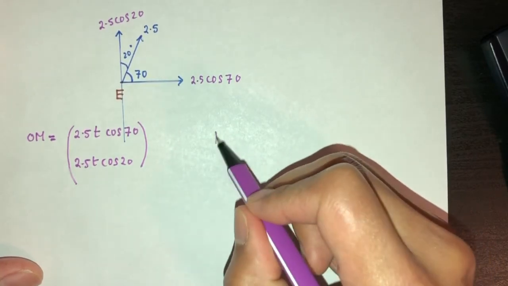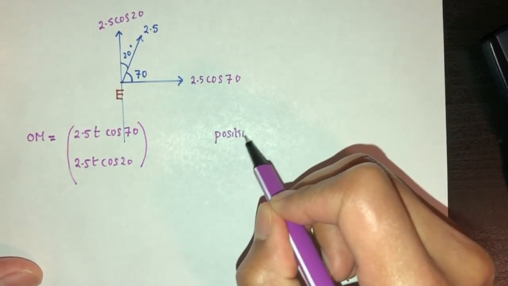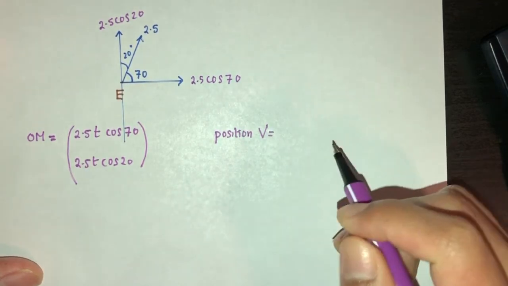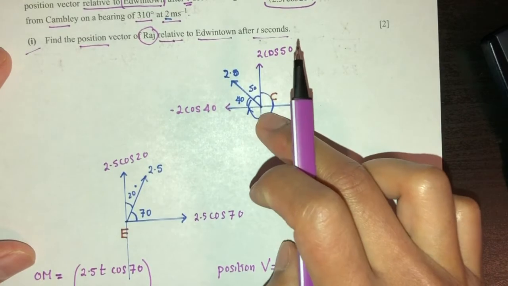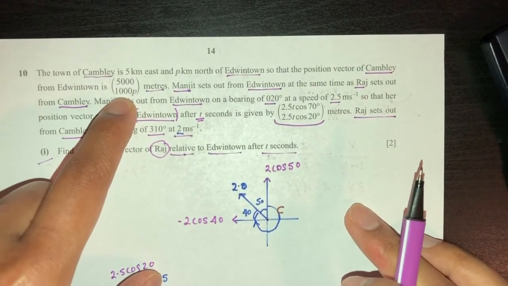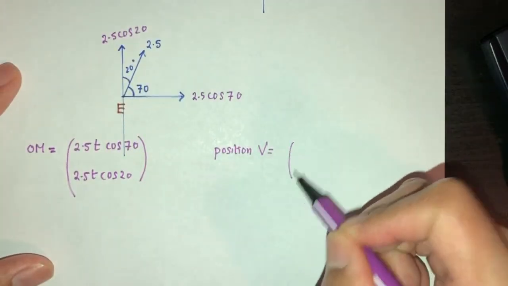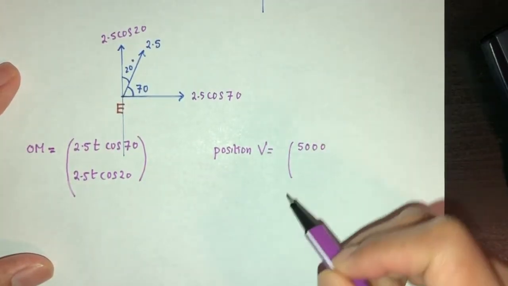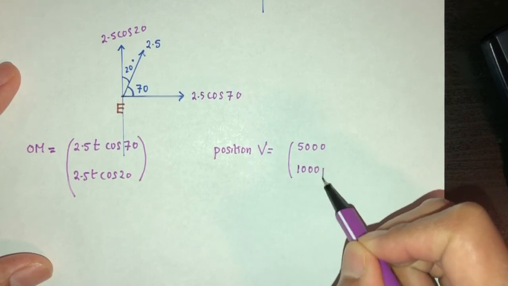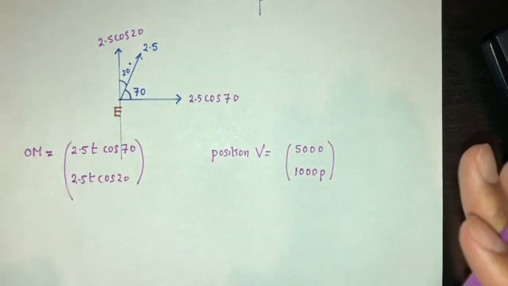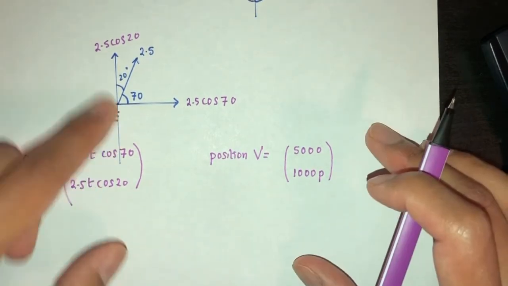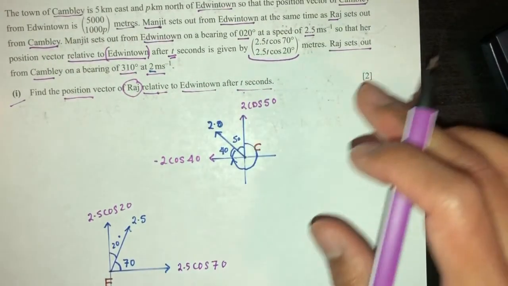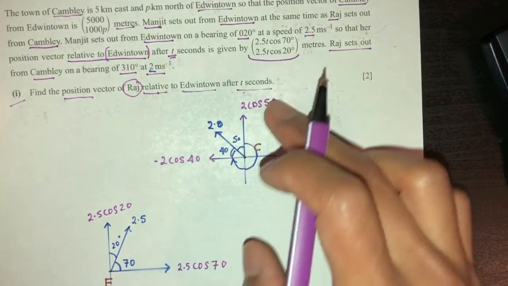So position vector is equal to the initial position before it moves, because as you can see, C from Edmonton is given by this vector. So this is the initial position, that is 5,000 and 1,000p. Before he moves or anything, that is his position from Edmonton. Now, when he begins to move, it has to move with this direction vector.